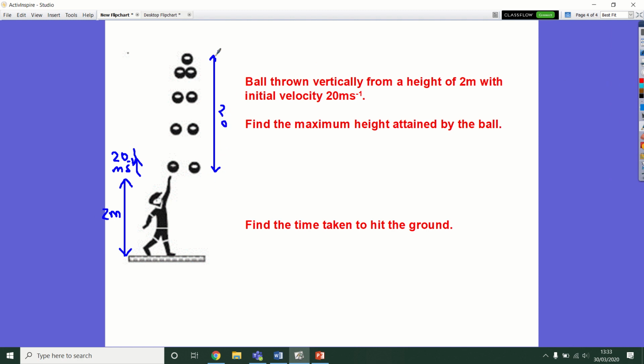Okay, so if I can work out that height, I can then add 2 meters, and that's the maximum height attained by the ball off of the ground. So let's write SUVAT down.